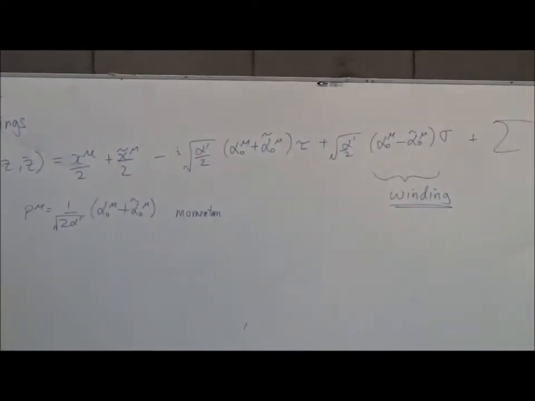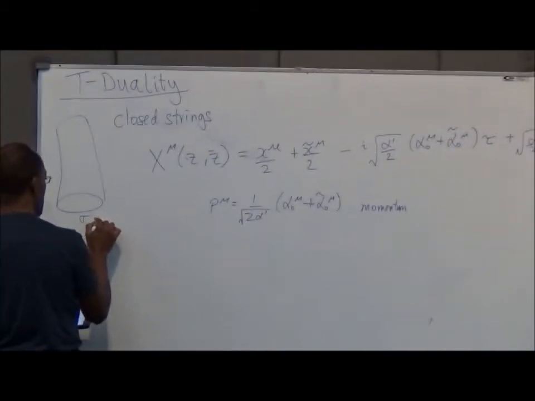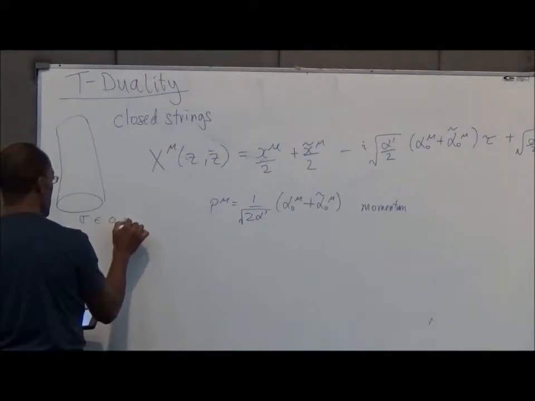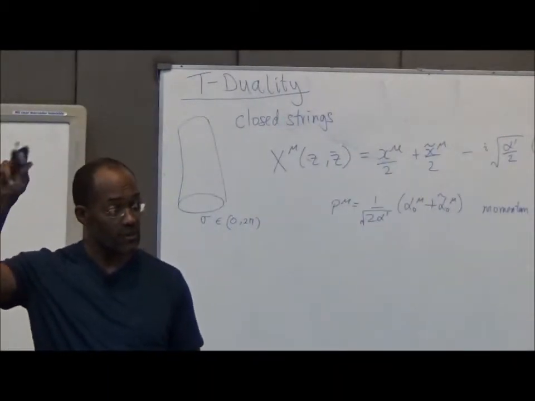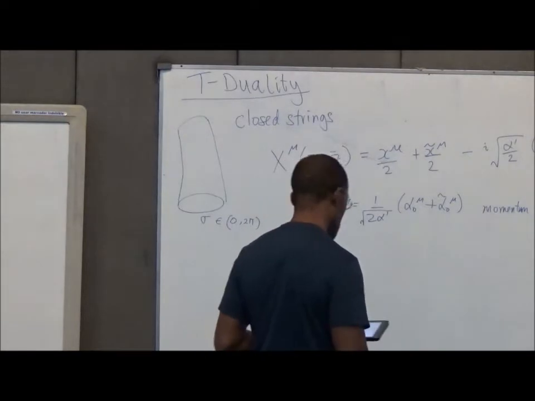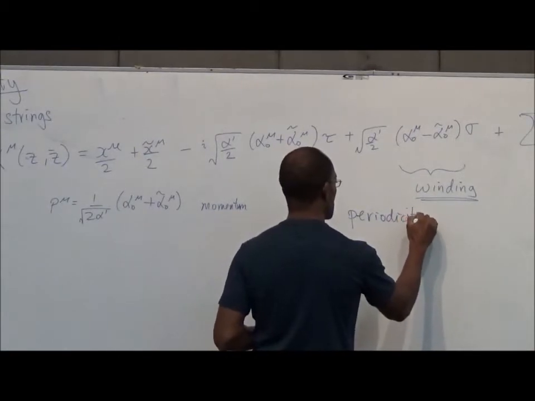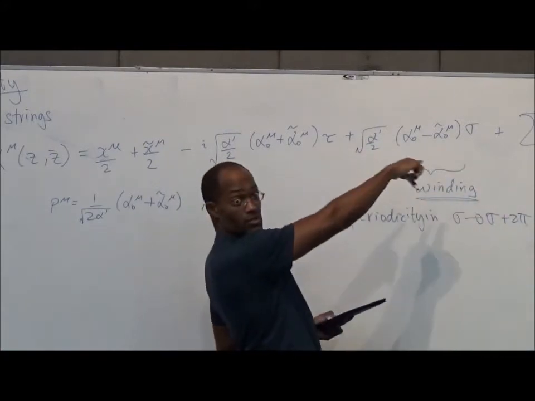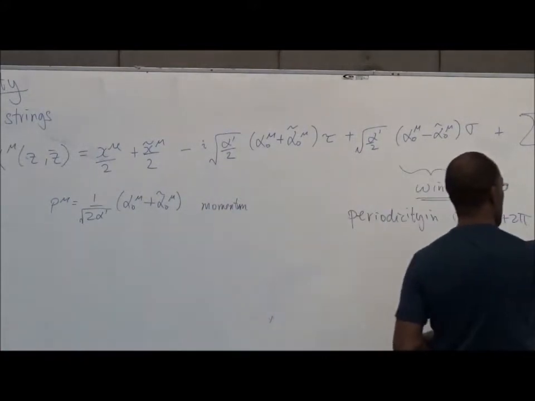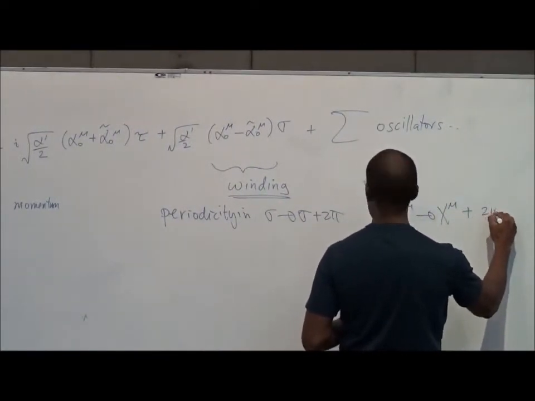Okay, so here's my string doing whatever it does, moving along. I have sigma going from 0 to 2 pi. But it's periodic, right? Our string is periodic in sigma. So sigma goes to sigma plus 2 pi. Okay, I can just implement that. And that means that x mu will go to x mu plus 2 pi.